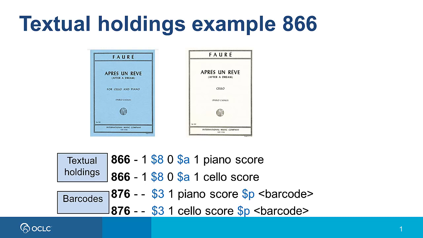The first subfield is subfield 8, and it's going to be followed by a 0. Subfield A is where I actually enter the textual holdings. And so I've just put in here 1 piano score. The second 866 would have subfield A, I've got 1 cello score. The 876 begins with subfield 3 for textual holdings, followed by what I have in subfield A for my textual holdings, 1 piano score. Then I would enter a barcode in subfield P.